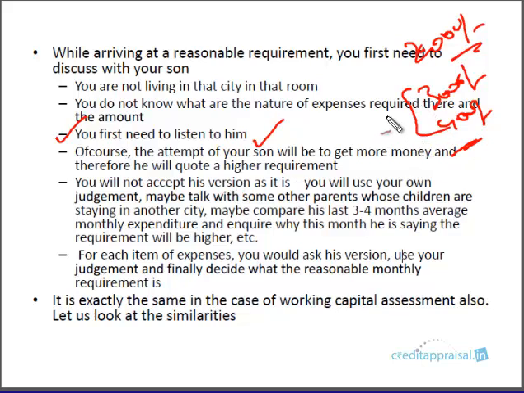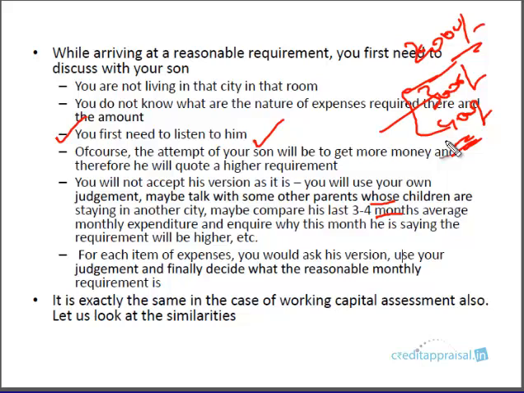You will not accept this figure. It's not that whatever he says you will give him, but first of all you listen to him. You will use your own judgment. Once you get this figure from your son, maybe you will talk to some other parents whose children are also staying in some other city. Or you can compare with your son's average monthly expenses of the last 3 to 4 months. Say, for example, for the last 3-4 months you were sending him 2,000 every month, but this month he's asking for 4,000. Then you might inquire why he is asking for more this month.